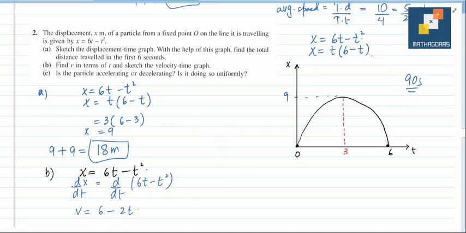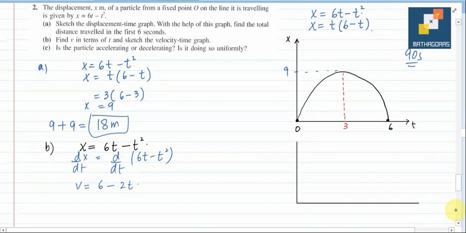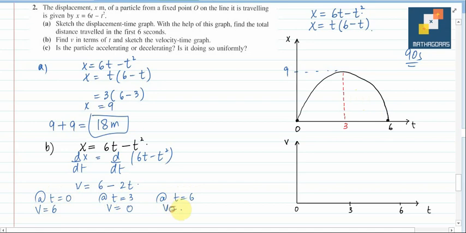So let me draw the axes first, and the axes will be the same as we have drawn for the displacement time graph. So that is my axis, and the values will be the same: 0, 3, and 6, the values we have mentioned above. Now we are plotting this velocity time graph. First I will find the values of velocity at these 3 points, 0, 3, and 6. When time is 0, velocity equals 6. When time is 3, velocity equals 0. And when time is 6, velocity equals negative 6.